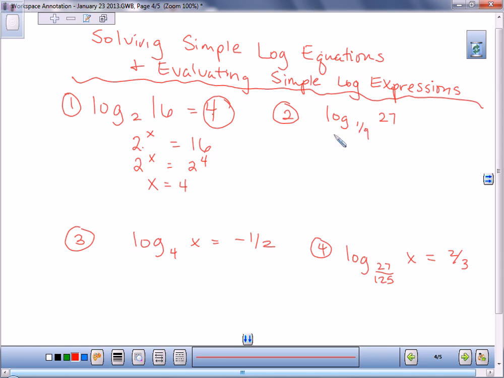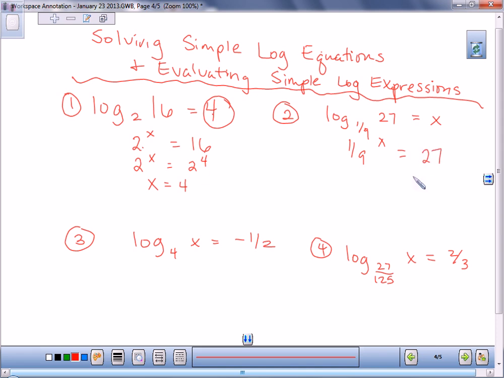This one's slightly more difficult. So you might find it helpful to say, okay, this is going to equal some exponent. So you might want to take this expression and turn it into an equation in order to evaluate the expression. So my base is 1/9. My exponent is x. My answer is 27. So now we have a problem that we can write with like bases.